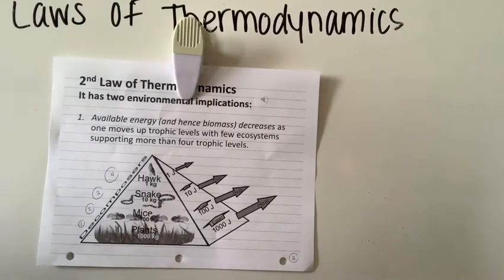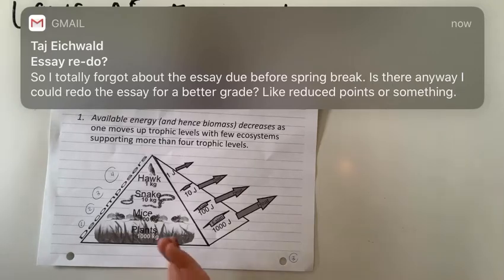Now we are going to look at the 2 main environmental implications that the second law of thermodynamics has. The first one is represented here, and this probably looks very familiar to you guys. In the first semester, we learned about trophic levels, and we did learn about how energy decreases as it moves up our trophic levels. Well, this is just getting into the details of that.